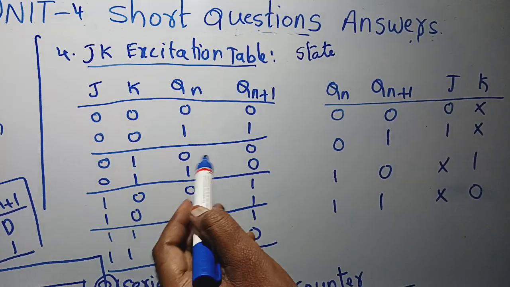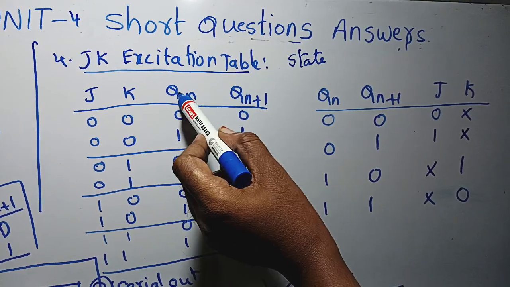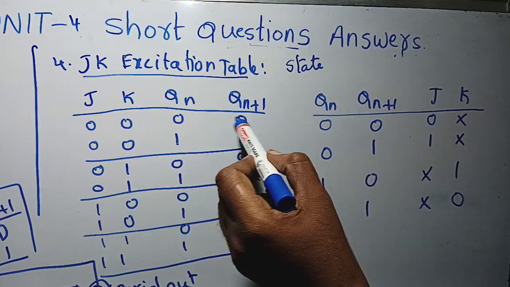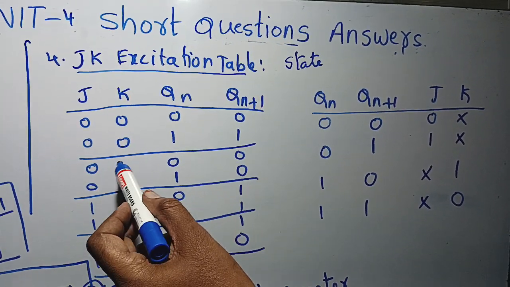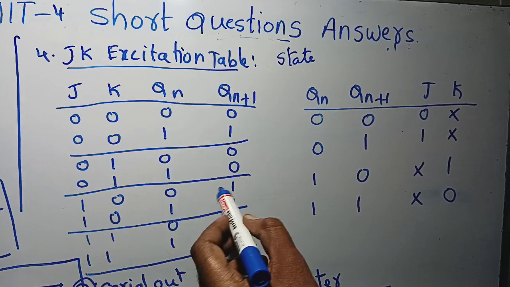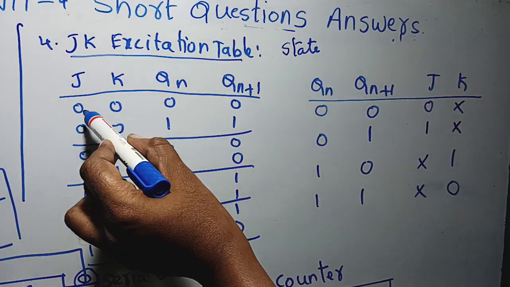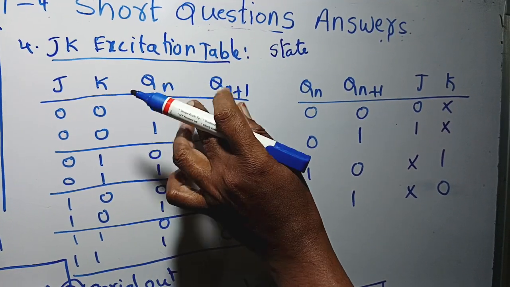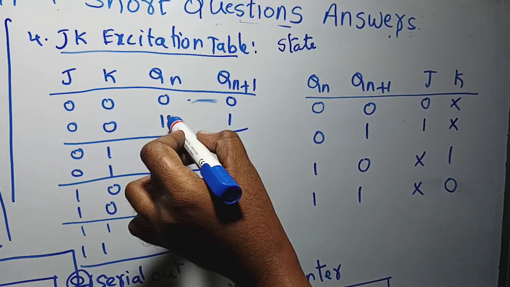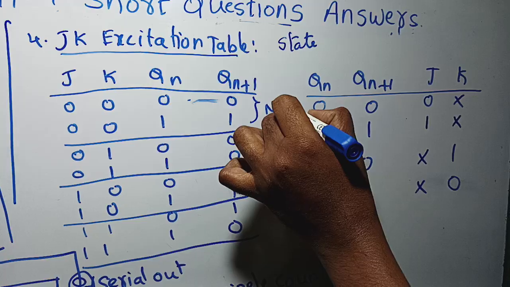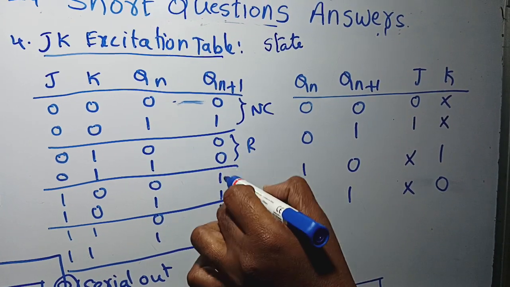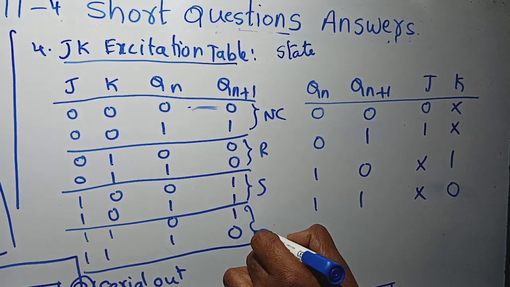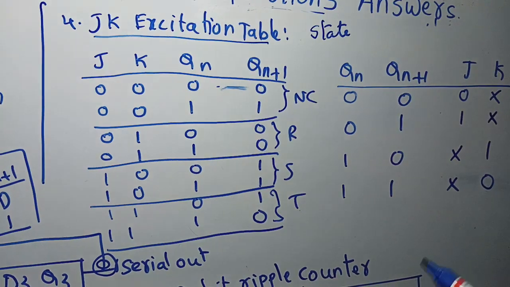First you can write a truth table: J, K, Qn, Qn plus 1, that is present state, next state. If J equals 0, K equals 0, present state is 0, next state is 0. Similarly, J equals 0, K equals 1, next state is 0, and for 1 0 it is 1, for 1 1 it toggles. This is the no change state, this is the reset state, this is the set state, this is the toggle state. This you already know.